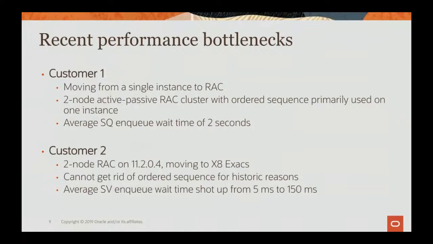Okay, so this slide talks about some recent performance bottlenecks that we addressed with customers. While these are specific to some customers, I'd like to point out that most performance issues that we see with sequences usually follow one of the same patterns. So in the first case, we had someone moving from a non-RAC to a RAC setup. They had a 2-node RAC setup in active-passive mode. They did use an ordered sequence, but it was primarily used on one instance. And the issue showed up as contention on SV.